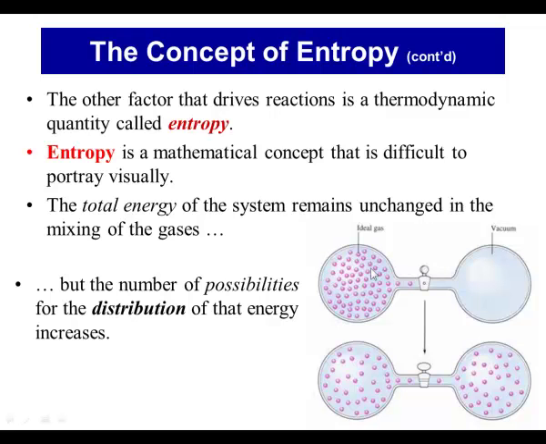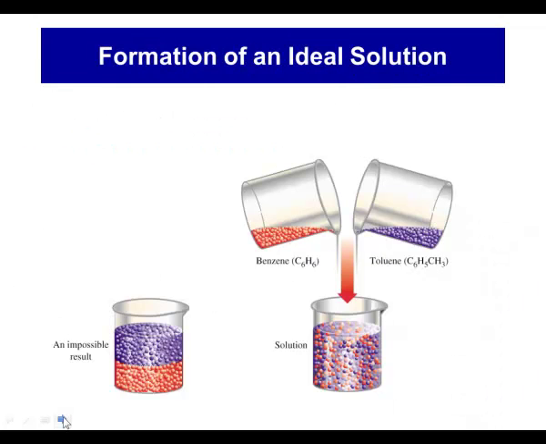And if I have all of the molecules on one side of this bulb, the total number of arrangements of those molecules and the kinetic energies that they possess is limited to the space that they fill in this bulb. If I provide them a greater volume to occupy, there are now a greater number of possibilities for those molecules to distribute themselves and their energies throughout the entire volume of both bulbs. So the entropy of the system has increased, and that's what drives those molecules to spread out into those empty spaces.